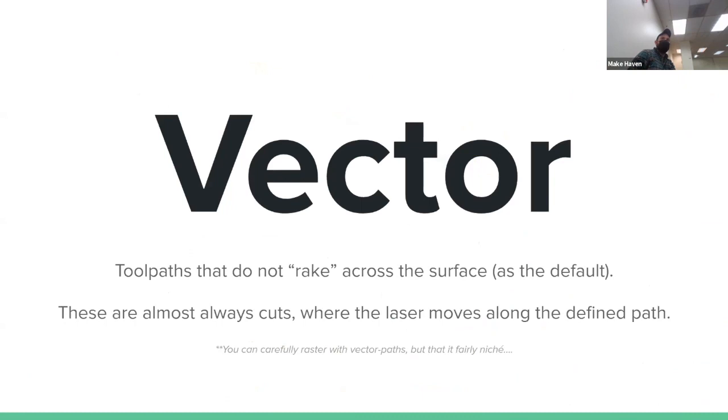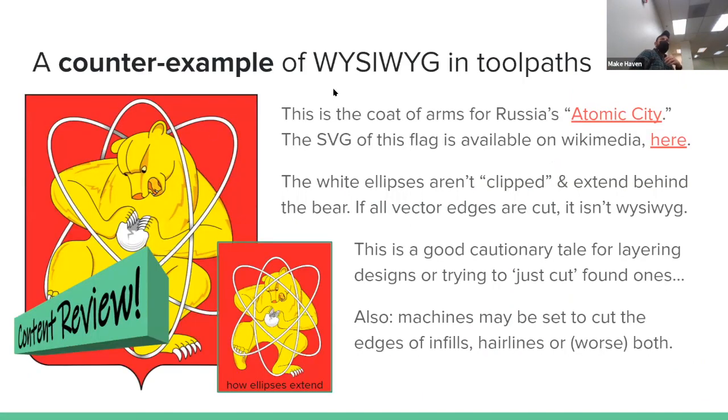Vector, this is where I think the laser really shines. This is my favorite use of the laser because it's a lot faster and you get a lot of cool stuff. Vector things don't rake across the surface like a raster does. They instead cut along a defined path. Very much this idea of WYSIWYG still holds. You'll want to think very actively about where it's going to cut. So our idea of the bear last year, the atomic bear, is real important.